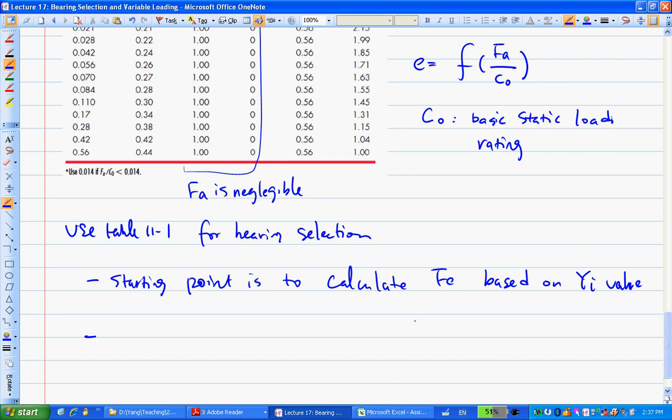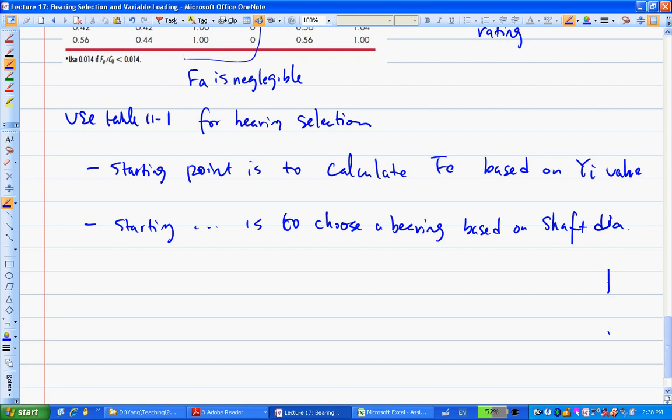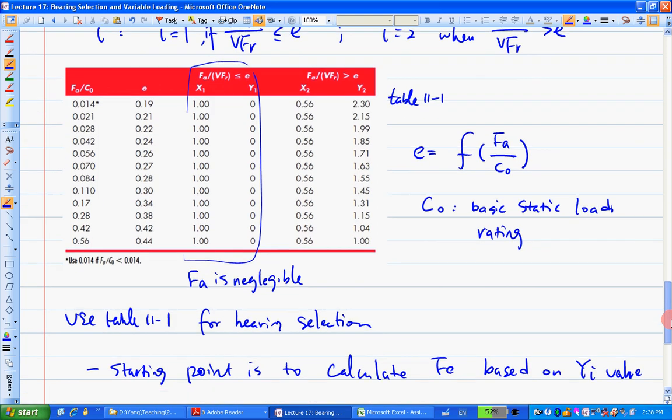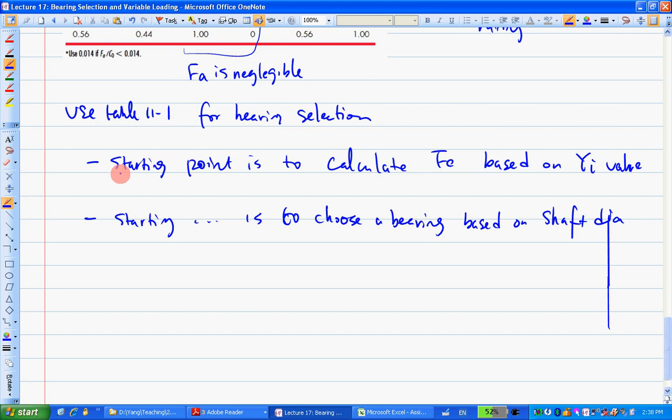Then, can you start by choosing the bearing, right? So, the second point is, maybe my starting point is a bearing, based on shaft diameter. The reason you look at the two different starting points is either way, you have to start the process so that you can go into this table and start to make decisions. Okay?